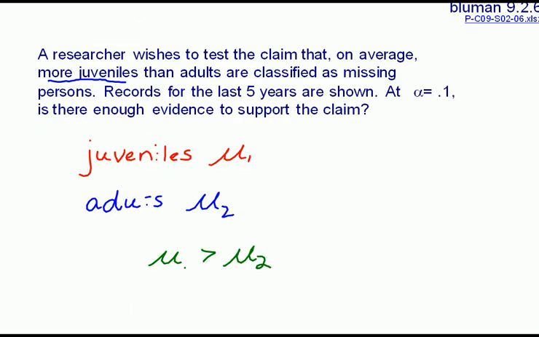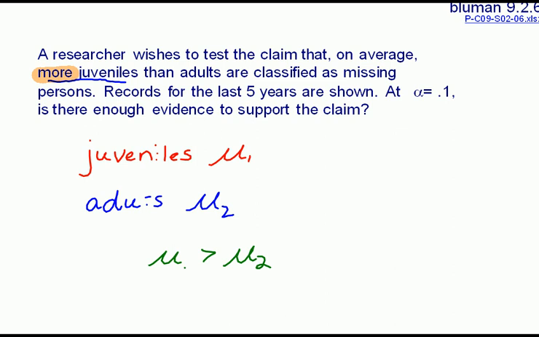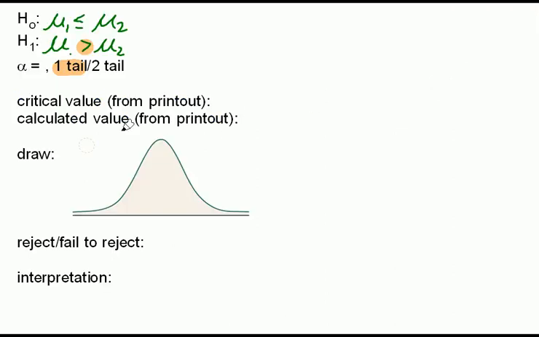Because my data, again, says more, I will be referring to a one-tailed test, also denoted by H1 is greater than. My alpha value was 0.1. So alpha equals 0.1, one-tailed test. So now I go to the Excel document.